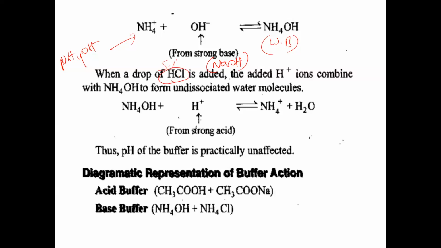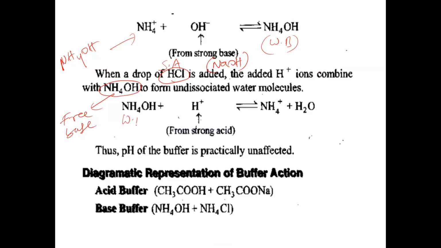Next, when a drop of HCl, a strong acid, is added, the added H+ ions combine with what? The free base. This NH4OH is called free base, meaning base molecules. So the H+ coming from HCl will combine with the NH4OH free base to form undissociated water molecules.